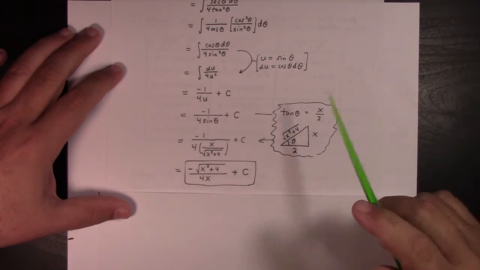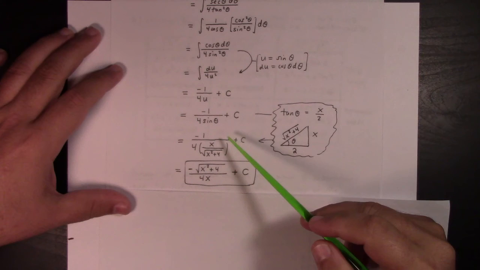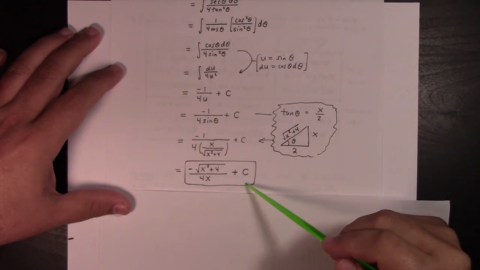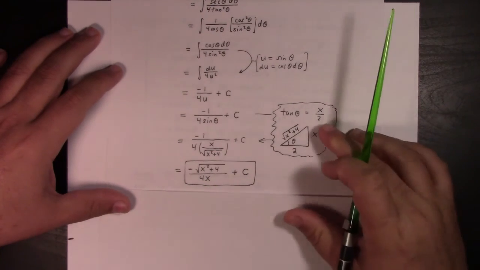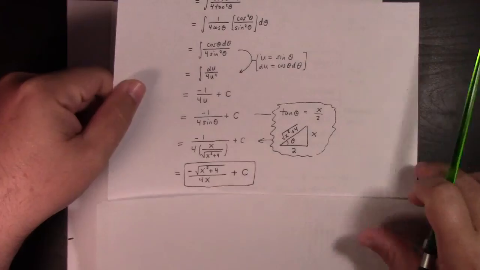Simplify. The denominator serves as the numerator in this context, so that's minus the square root of x squared plus 4 over 4x plus a constant, and there you go, the answer in terms of algebraic functions, in as much as is possible.